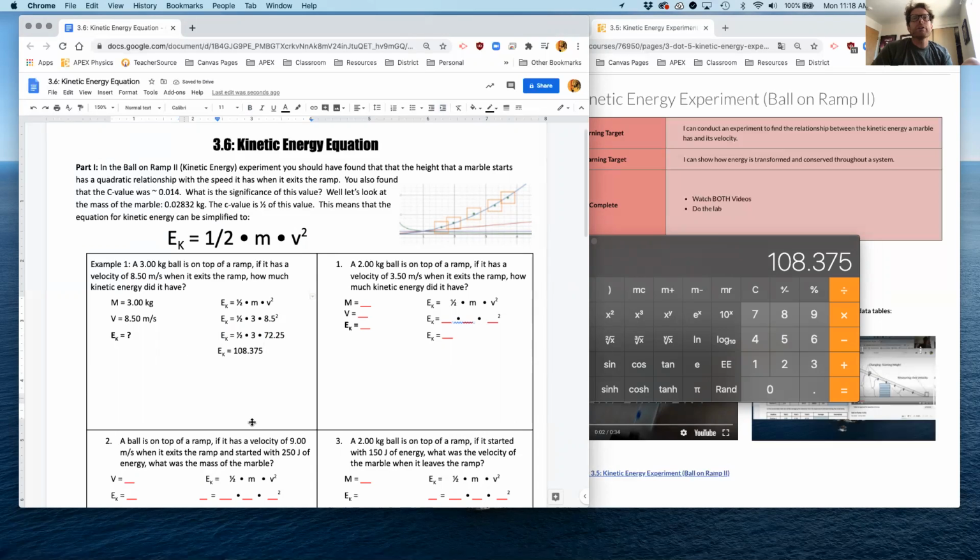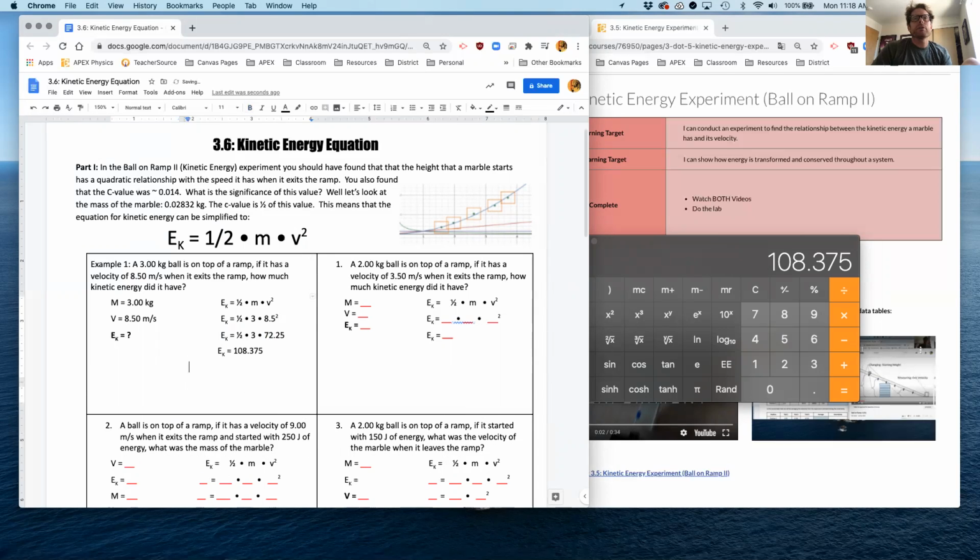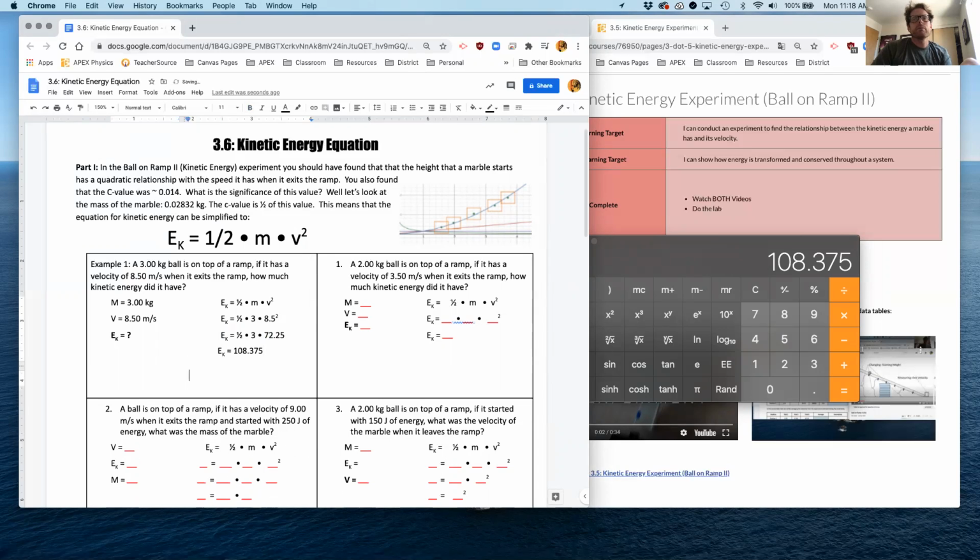108.375. But what I do is I always use the correct number of significant figures in my final answer. That's how I show that my final answer is all good. So it's going to be 108, because this has 3 digits, this has 3 digits, so this is going to have 3 digits. Cool.